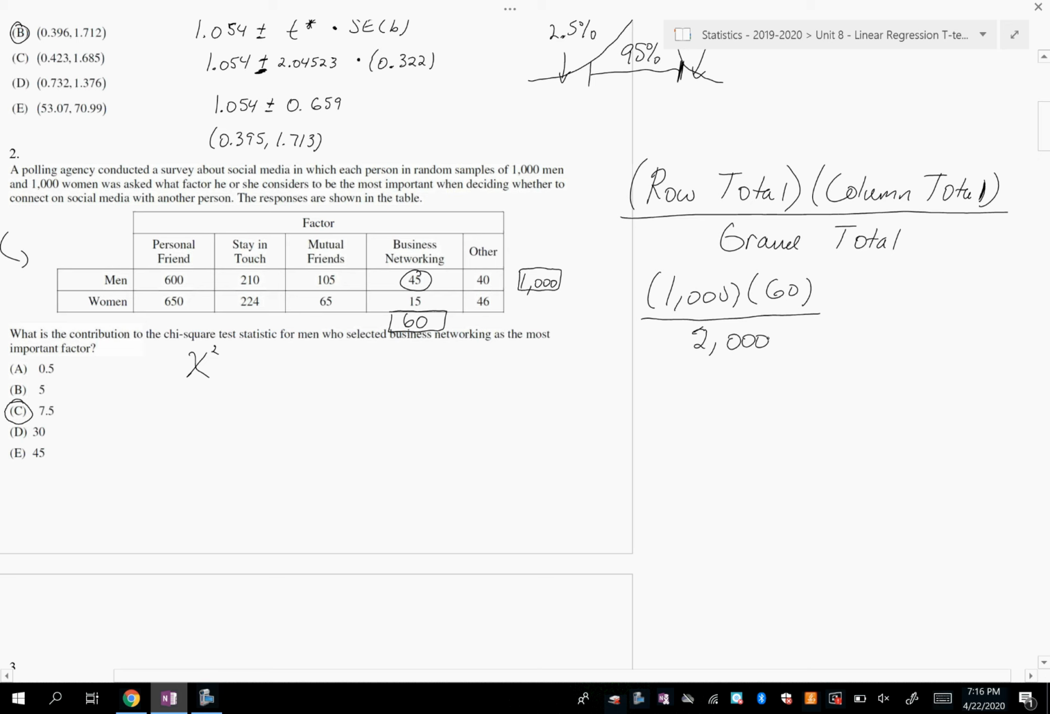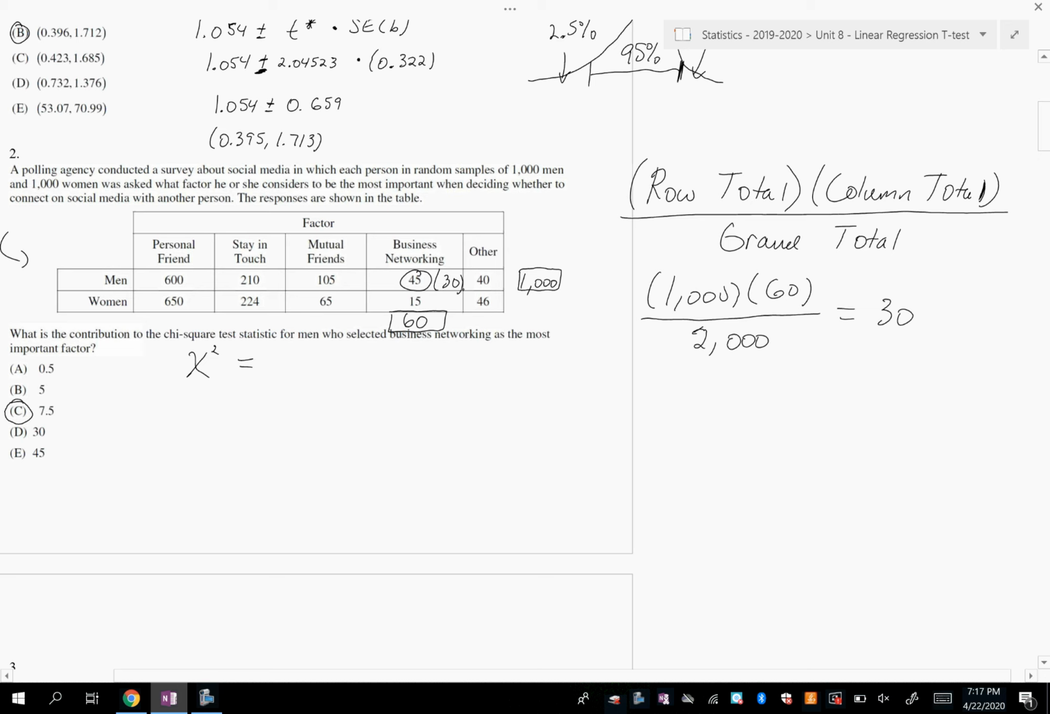Okay? So if you do that, obviously you already know what the answer is for this expected value, but if you do 1,000 times 60 divided by 2,000, you'll get 30. So we're saying the expected value is 30.